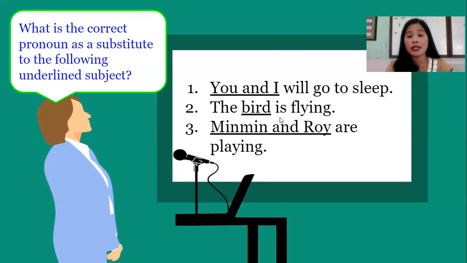Number two, the bird is flying. All right, again, the bird is flying. What is the subject? The subject is bird. Only one. What is the pronoun? You think. Next, number three. Min Min and Roy are playing. What are the subjects? The subjects are Min Min and Roy. That is plural. So what is the pronoun? Okay, you are going to think about it. Are you ready? 5, 4, 3, 2, 1. All right, time is up. Let's find out what are the answers.